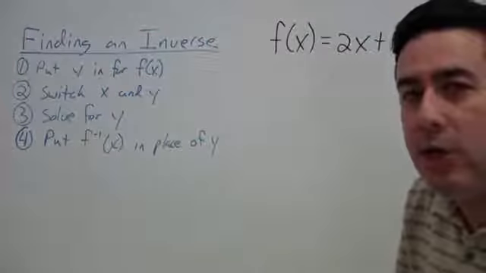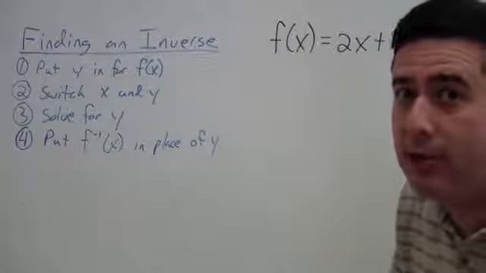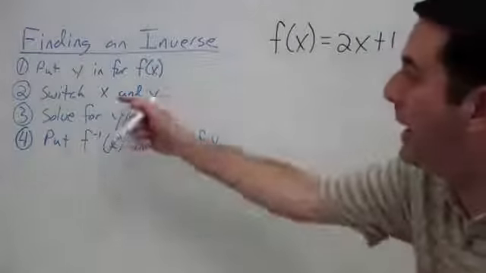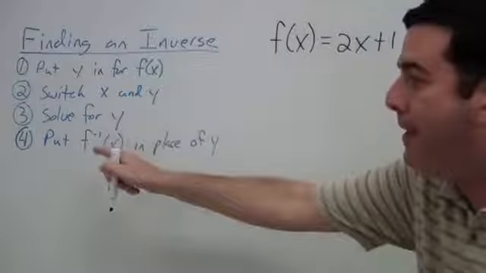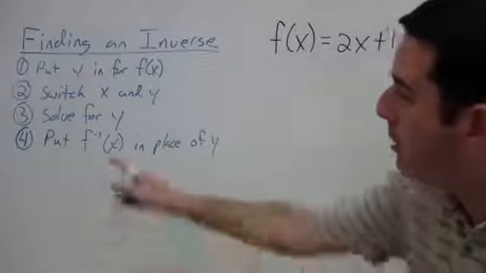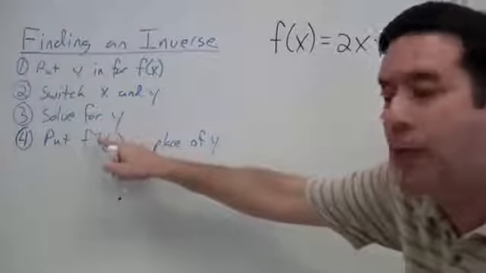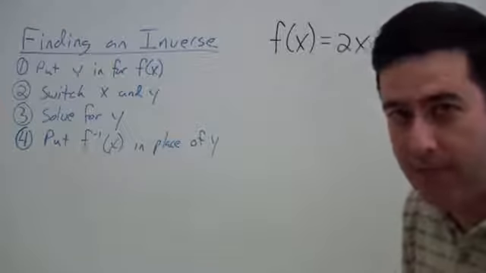The second thing to do, the thing that makes two inverses into inverses, we'll switch the x and the y. Next, I'll solve it for y, and then instead of saying y, we'll call it f inverse. Remember, what looks like a -1 as an exponent is read as f inverse.